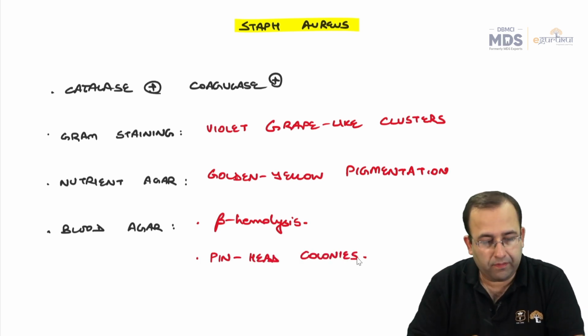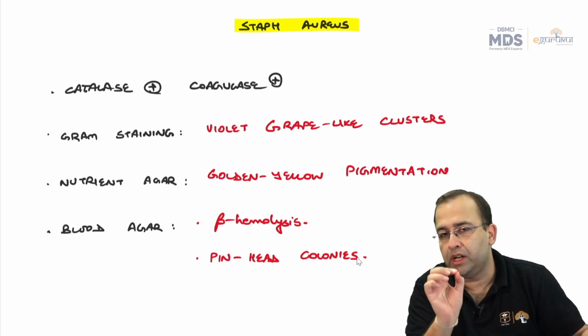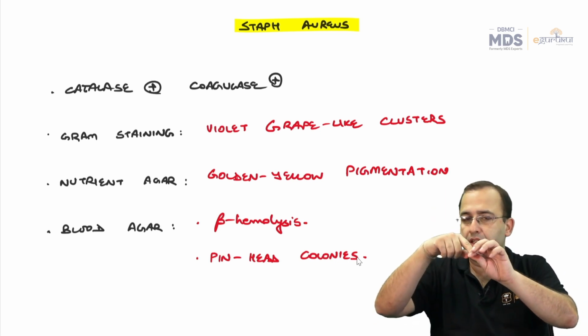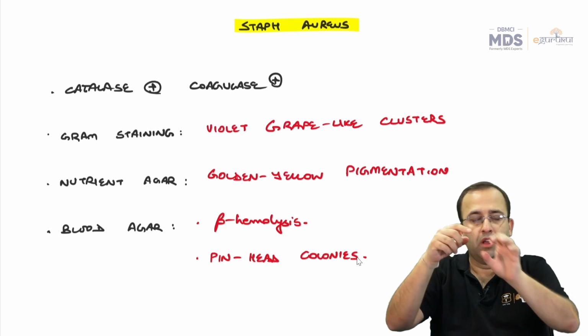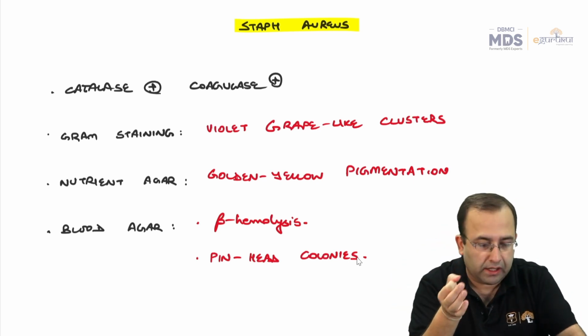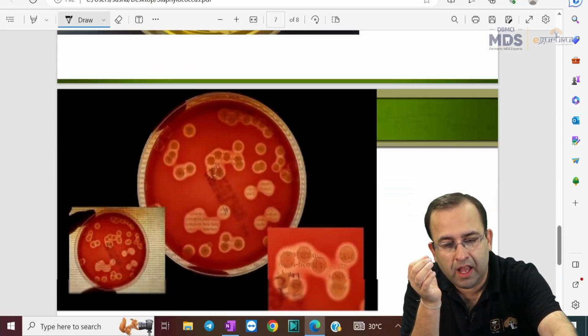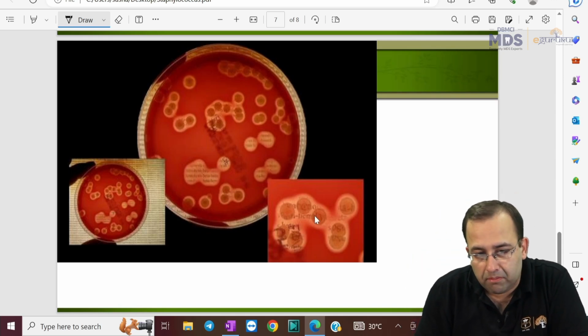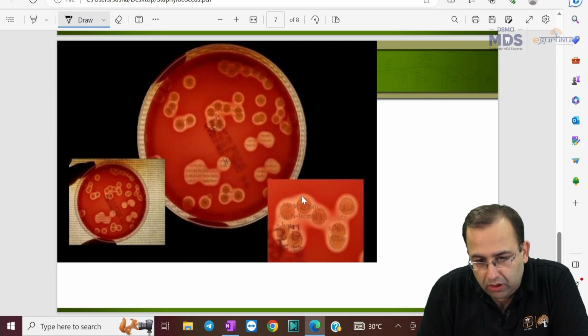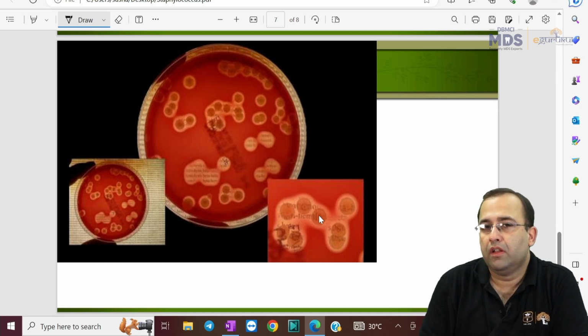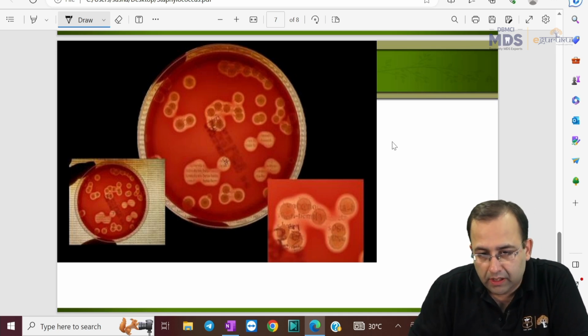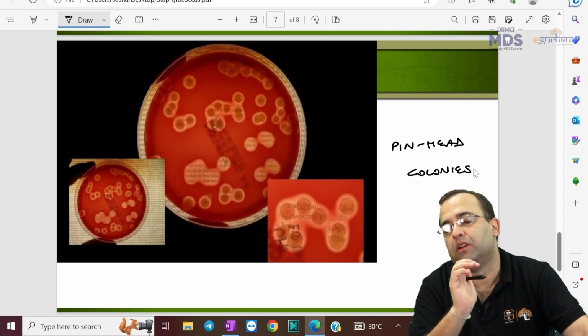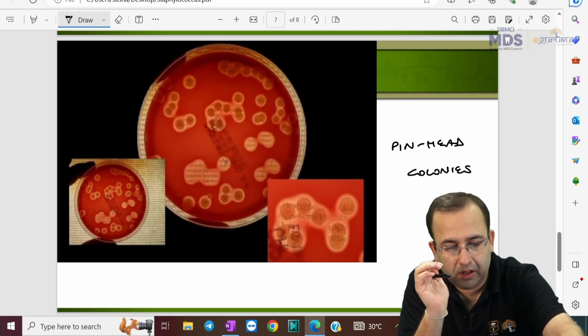Again, bache, this is important. There are two types of colonies: pinpoint and pinhead. Dekho, there is a safety pin, na? Pin with head on it. Pinhead colonies means colonies are slightly bigger in size. Have a look at this. This is the complete hemolysis, beta hemolysis. Around the colonies there is complete hemolysis, and the colonies are bigger in size. That is, these are the pinhead colonies associated with Staphylococcus. Pinhead.